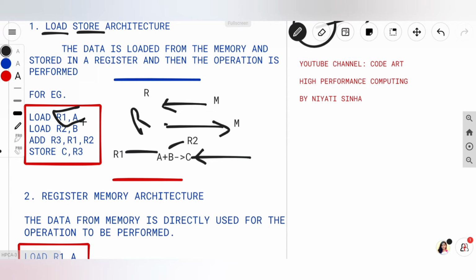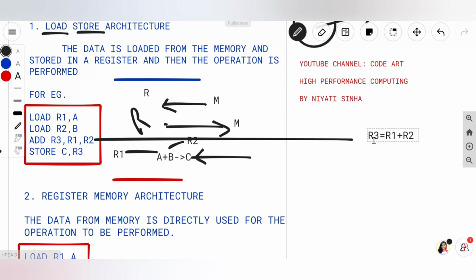So this is what we have done. We have loaded A from the memory and stored it in R1, and then we have loaded B from the memory and stored it in R2. Now we are using three registers here. So this will do R3 is equal to R1 plus R2.